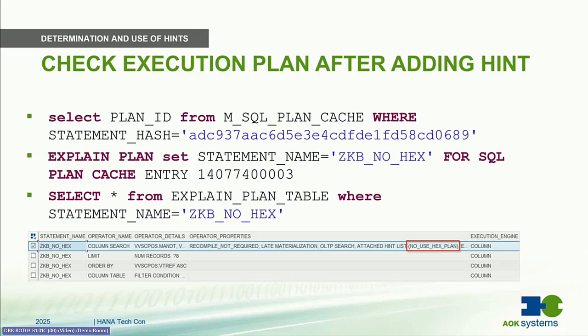As I said before, you can also test the check with execution plans. For example, you can have the plan ID of the statement hash, and then you can generate an explain plan, and then you can read from the explain plan. Here we can see the HANA Optimizer uses, for this case, the hint no use hex plan.